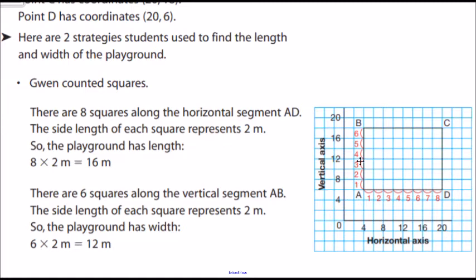There are 6 squares on the vertical segment. So for the side length, again, each square is worth 2 meters. So 6 times 2 meters is equal to 12 meters. So I can see that my playground is going to be 16 meters by 12 meters.